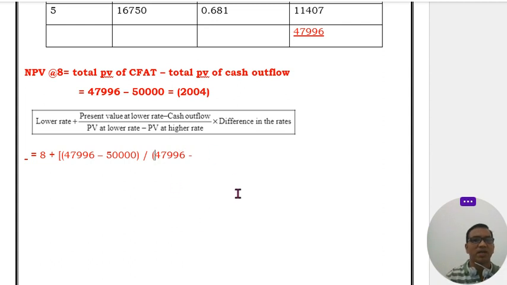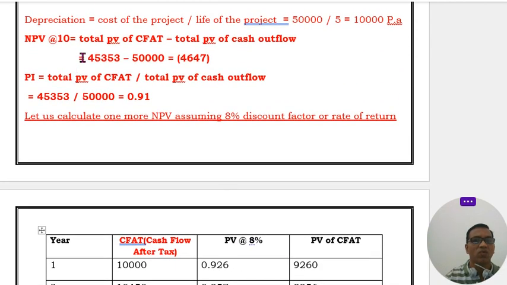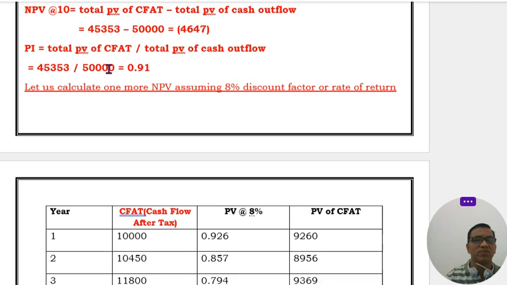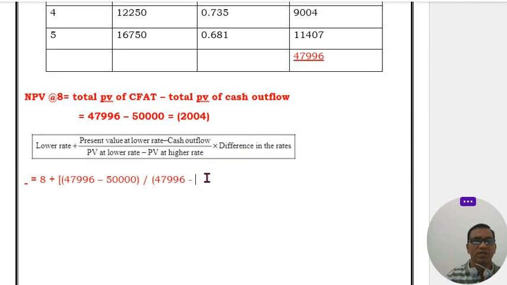PV at higher rate, meaning 10%. What is the PV at higher rate? The total present value at higher rate is 45,353. Bracket close, multiply with the difference in the two rates. One is 8%, one is 10%. What is the difference? 2 is the difference.